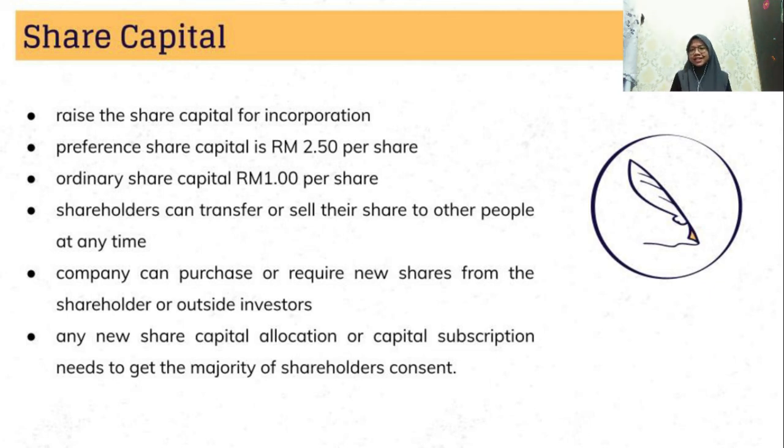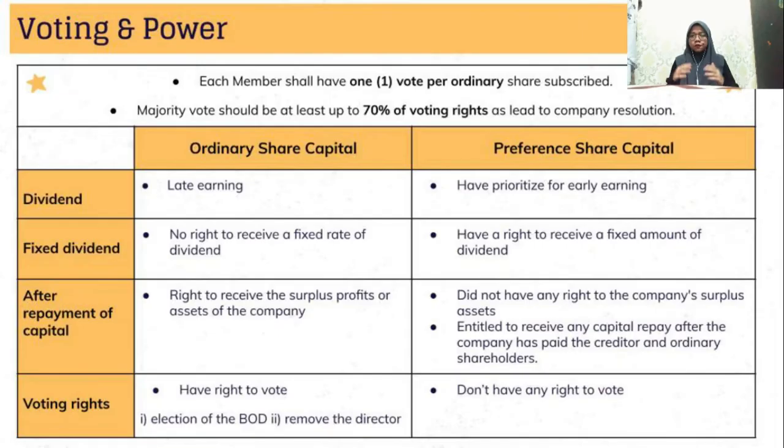So the shareholder can transfer or sell their shares to other people at any time, but with the provision of the Companies Act 2016. And also the company can purchase or acquire new shares from the shareholder or outside investor, but must also be based on the provision of the Act. So last but not least, any new share capital allocation or capital subscription needs to get the majority of the shareholders' consent. For the next slide, it will be on voting and power.